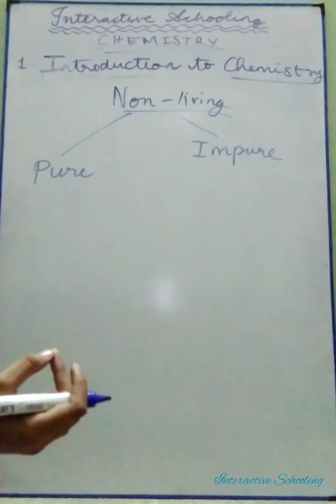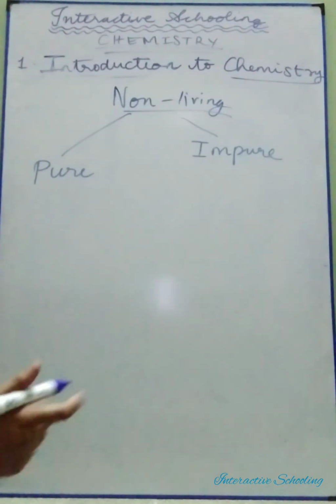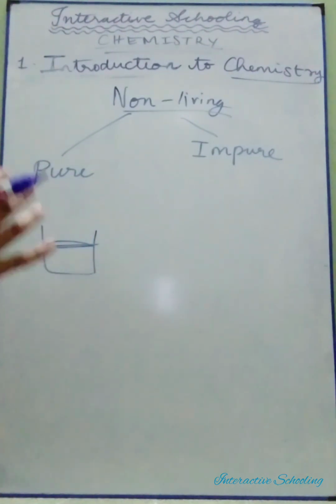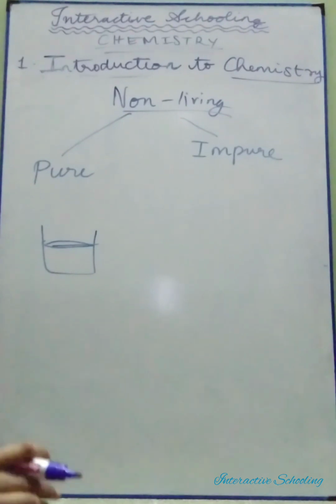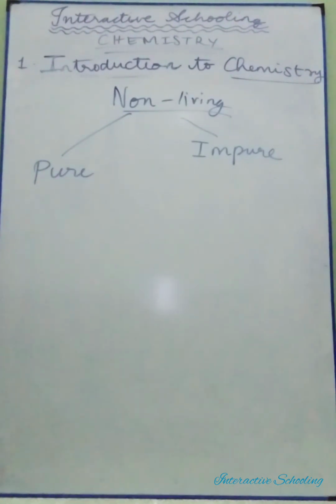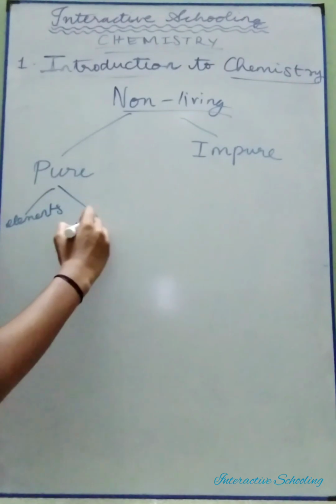I hope you all know what a constituent means. A constituent is a part of something. For example, if I take some sugar solution, its constituents are sugar and water. So those are the constituents of sugar solution. Now, coming to this topic, pure substances are divided into elements and compounds.